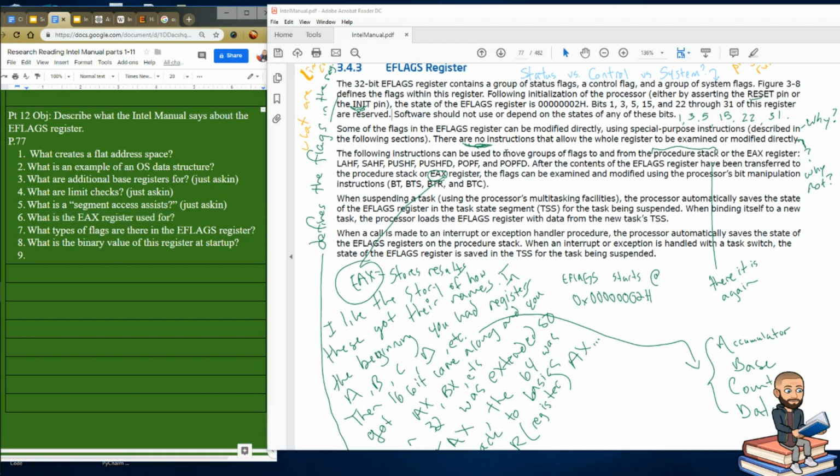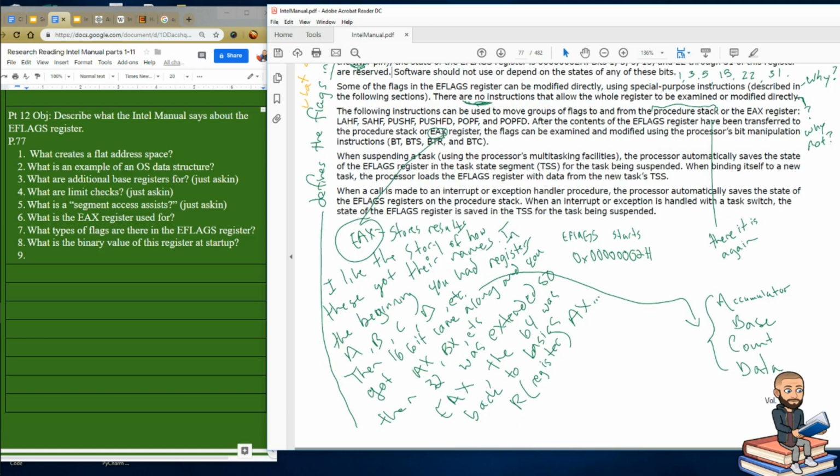So maybe they're going to move groups of flags to EAX. And you could do that by using commands such as LAHF, SAHF, PUSHF, PUSHFD, POPF, and POPFD. Now, after the contents of the EFLAGS register have been transferred to the procedure stack, or EAX register, the flags can be examined and modified using the processor's bit manipulation instructions. Now, these are really cool. You can manipulate the bits in either the procedure stack or the EAX register.